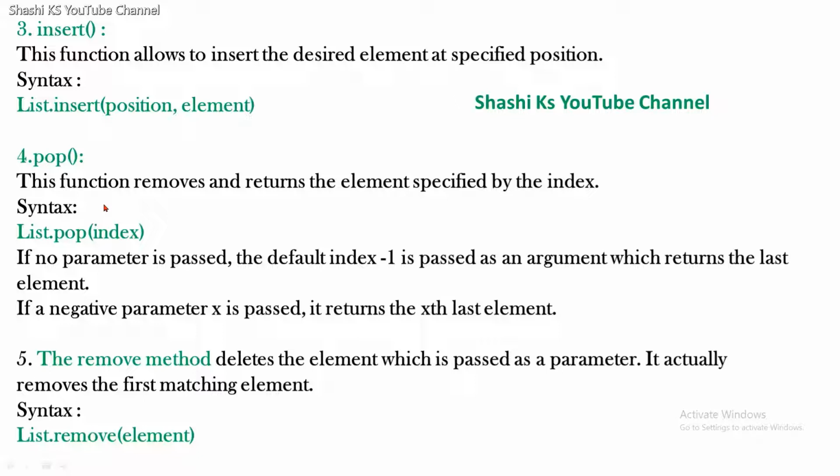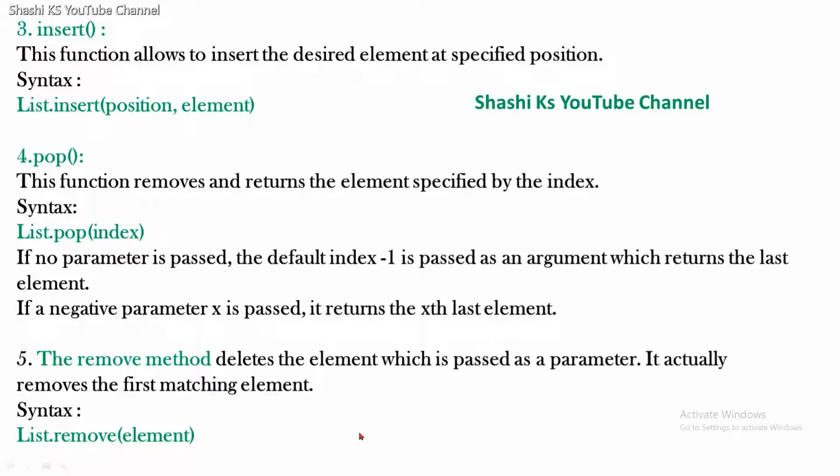Pop function deletes and returns the element specified by the index. So the syntax is list name dot pop followed by the index. If you don't specify any index here, if you just say list name dot pop and then the brackets are empty, then the default index would be -1. That means the last element will be deleted and it will be returned by the pop function. And if a negative parameter x is passed, it will return the last element.